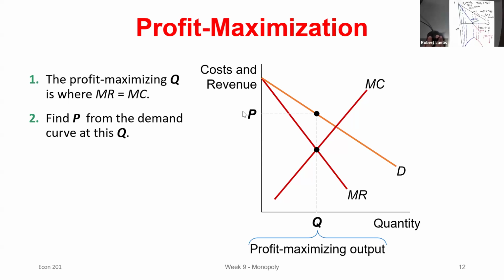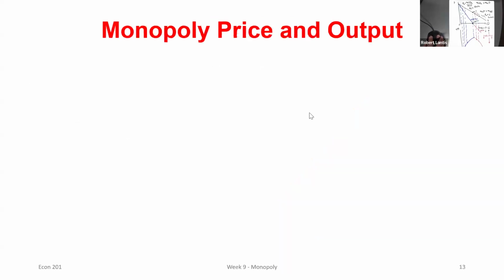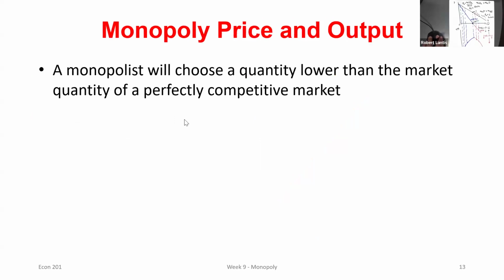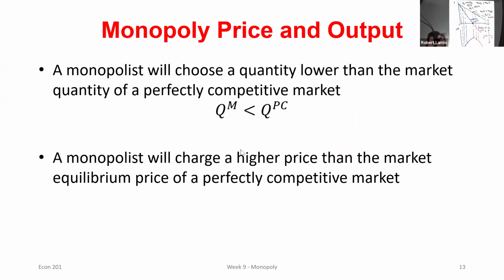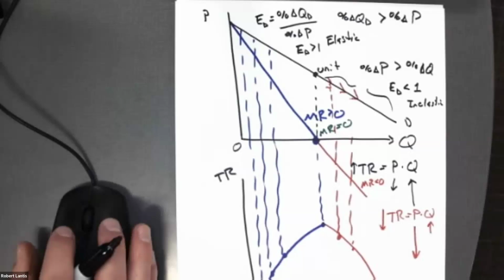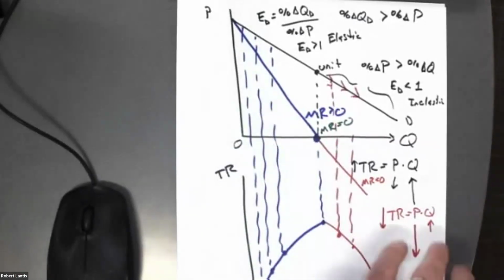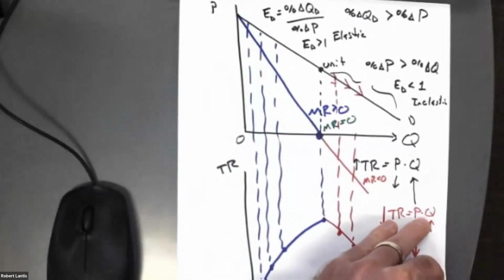So they first choose output, then based off the output, they determine what price they can get away with charging consumers. Okay. So what is this going to look like? Well, spoiler alert: it's going to be a lower quantity than the perfectly competitive market chooses and a higher price. So how do we arrive at that conclusion?